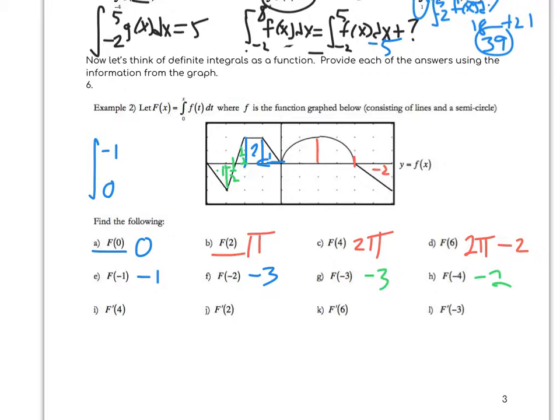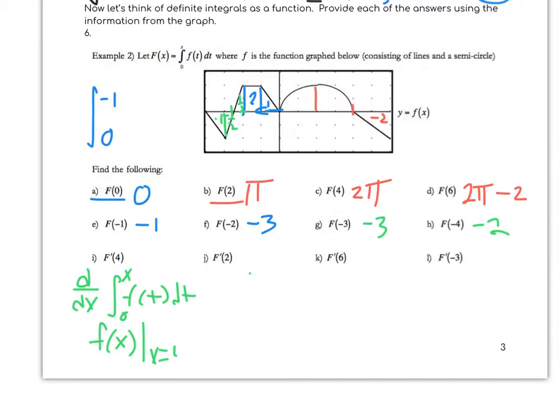F prime of 4. What that's asking us to do is to take the derivative of the antiderivative of 0 to x f of t dt, and then plug in 4. Hopefully we know that the derivative of an integral is just going to be that function. And if we're plugging in 4, that's asking for the height of this graph when x equals 4. So we move this up a little bit. There we go. So 1, 2, 3, 4 has a height of 0.